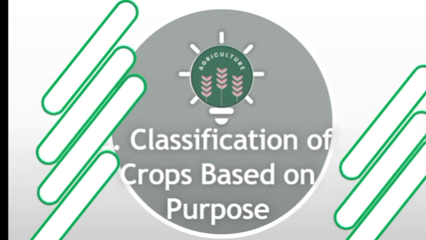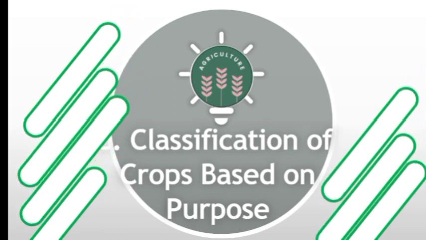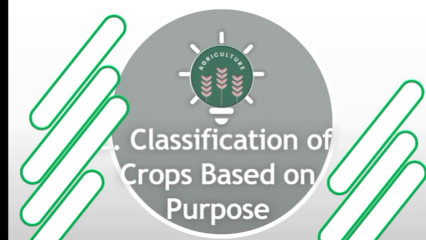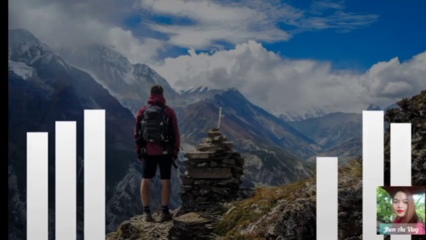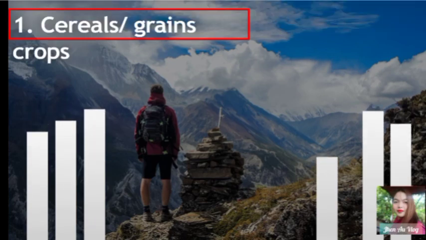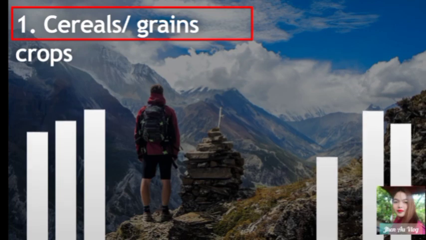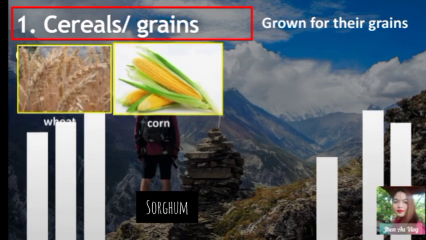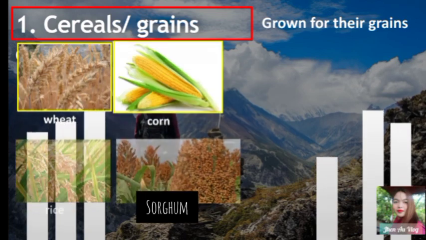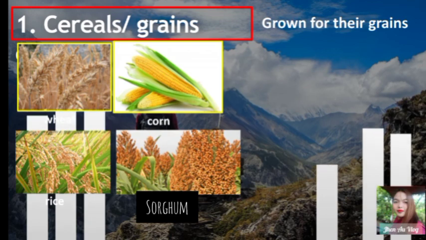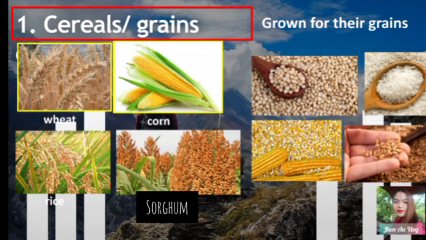So we have another topic, the classification of crops based on purpose. Next, we have cereal grains and crops, which are grown for their grains, like rice and corn, the wheat and corn, the rice and sorghum. So these pictures represent the harvested ones. After cleaning, first the sorghum, the rice, the corn, and the wheat.